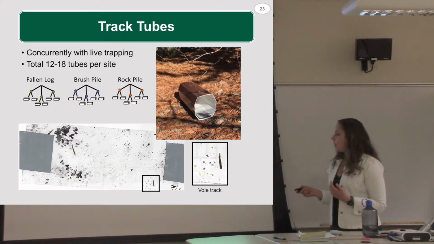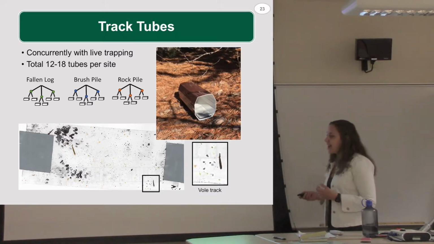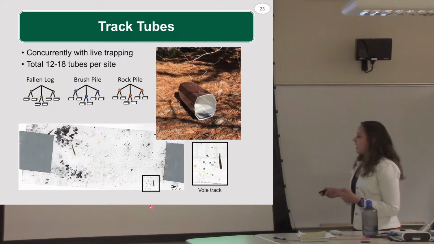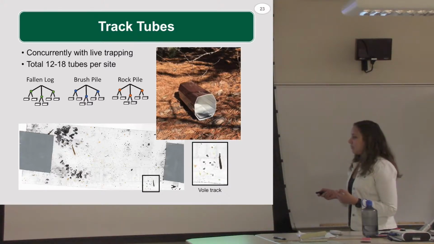So here's an example of what a track plate looks like when it's done. This is a Douglas squirrel print. We had a curious juvenile. This is the only one we captured. And then more typically, I had lots of vole tracks here.